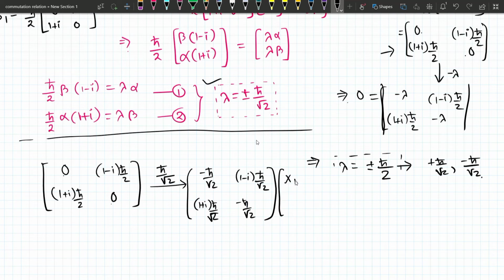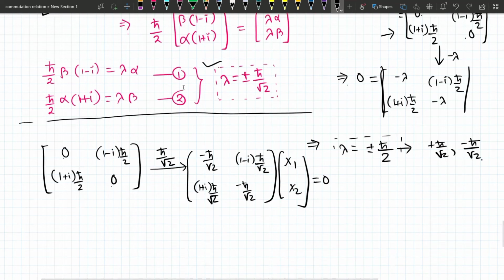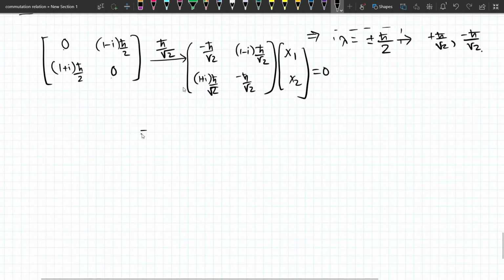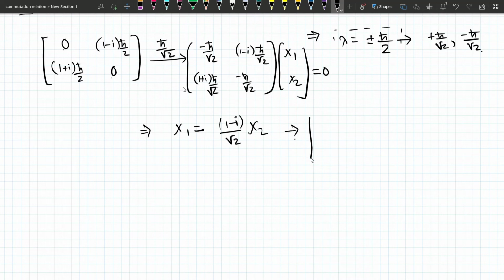This is multiplied with, suppose, x1 x2 which is equals to 0. So from here we will get like this. So from here you can understand that this will form a column matrix like this. When we'll put the value of x1, suppose 1, if the value of x2 is 1, suppose, then the value of x1 will be 1 minus iota divided by root over 2. This is now our chi, the generalized eigenfunction, or you can say the eigenstate.